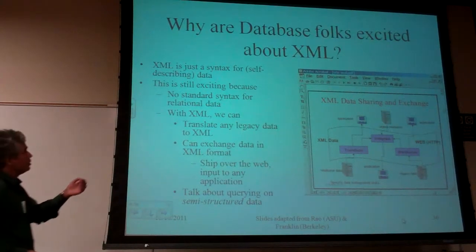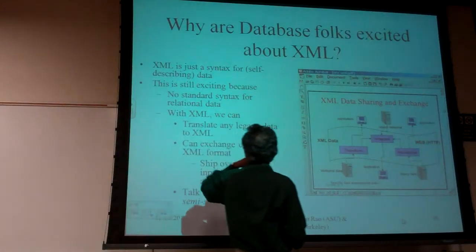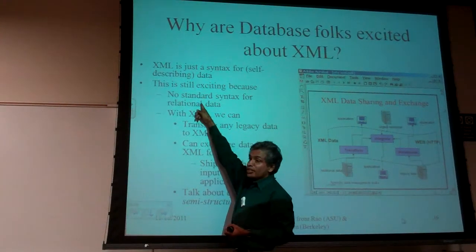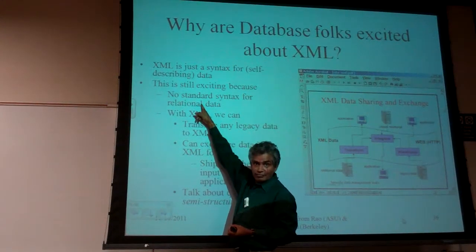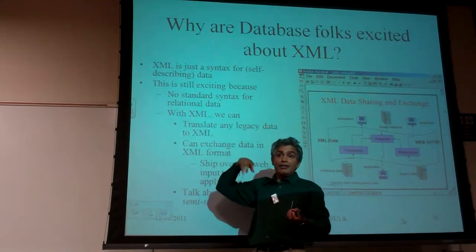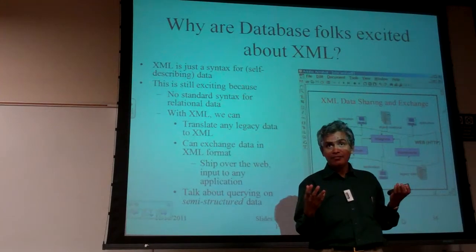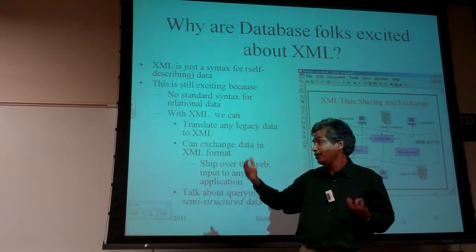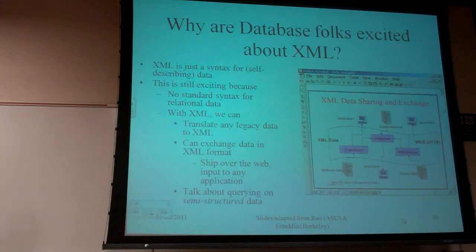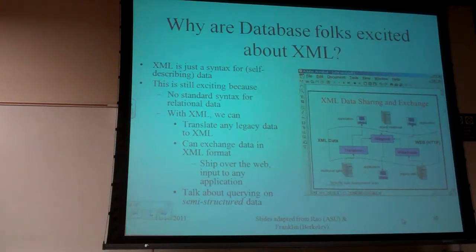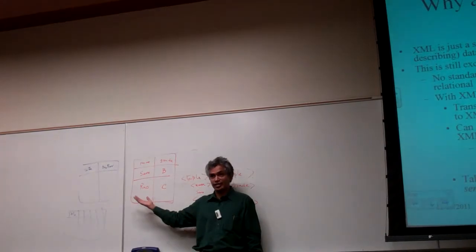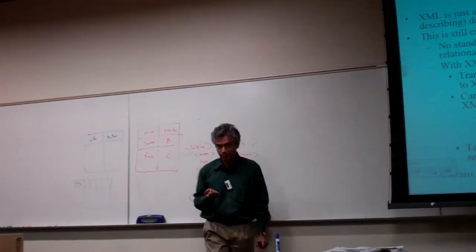Okay. So one interesting thing is that, as I said, there is no standard syntax for relational data. XML is expressive enough that it can represent relational data, and it also can represent non-relational data. For example, data where you have an arbitrary number of authors. That's not a single table, because you don't know how many columns there are in a table. How can you have a table without knowing how many columns there are? And yet you can write it in XML.